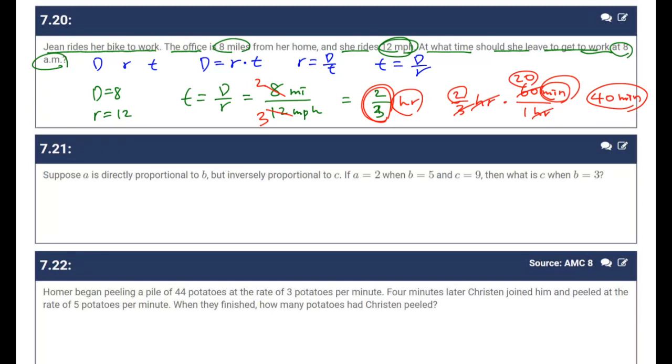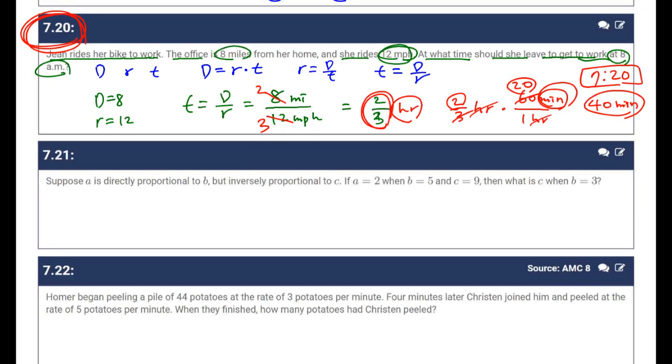So in order to get to work by 8, right? What time do you have to start? 7:20, right? 7:20 a.m. What a coincidence. The question was 7:20. I think that was intended. Funny AOPS, right?